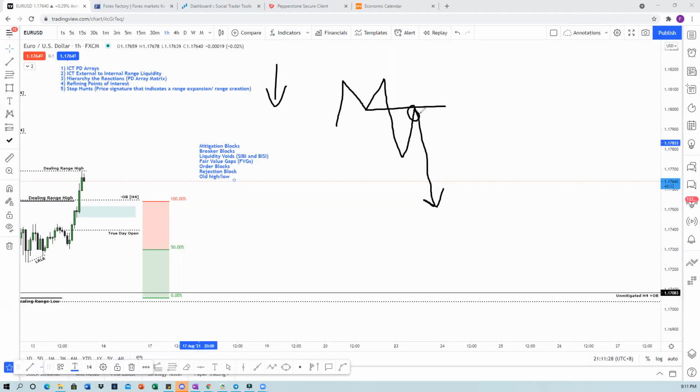So this is the point in which you sell. You keep your stop loss here and your take profit wherever the low resistance liquidity is. Yes, it's recorded. So that's the bearish example.